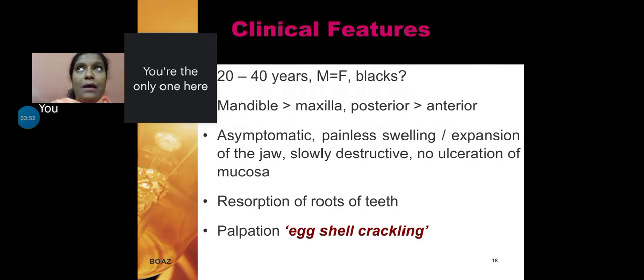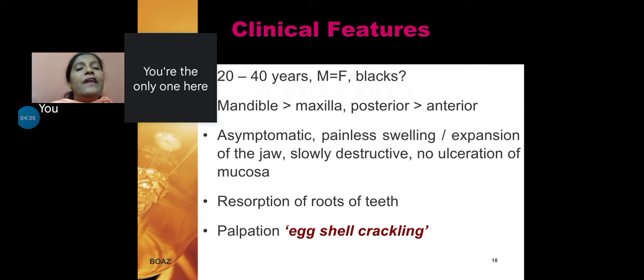Ameloblastoma, being a benign tumor, tends by definition to present as an asymptomatic, painless swelling of the jaw bones, expansion of the jaw bones, slowly destructive, usually not ulcerated. It will have an intact mucosa, but some forms of ameloblastoma, which tend to be very aggressive, can show ulceration of the oral mucosa. There will be resorption of the roots of the teeth. This is a key feature for the useful distinction from other cysts and tumors which more commonly occur in the posterior part of the mandibular area.